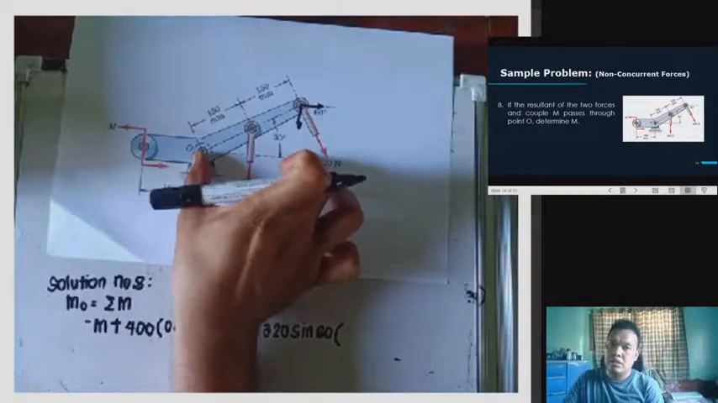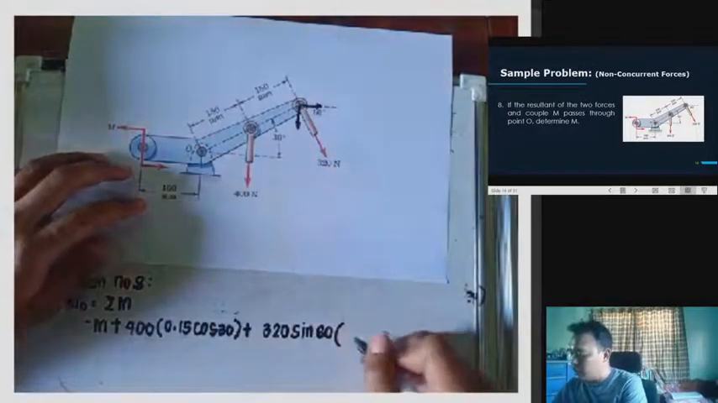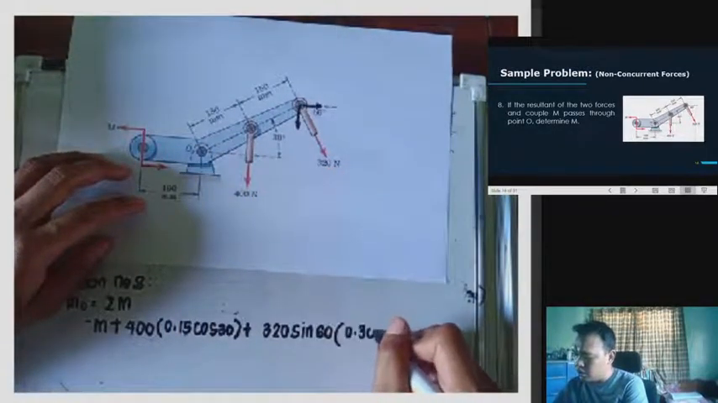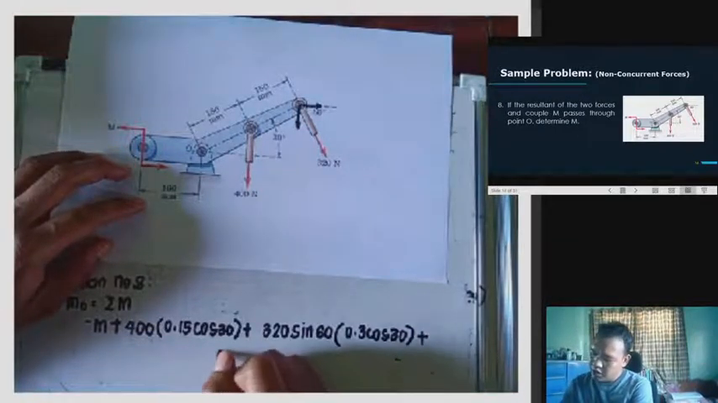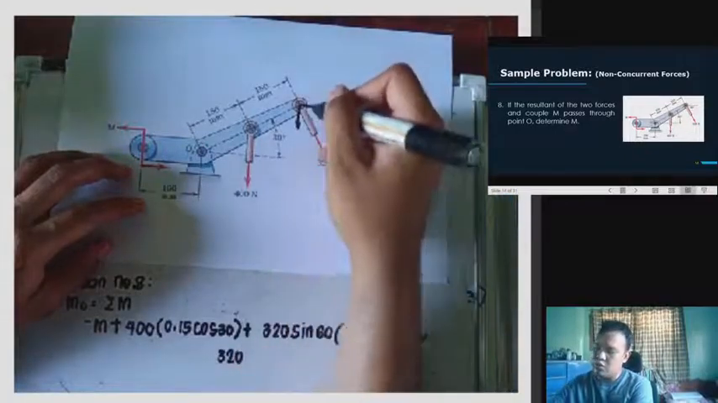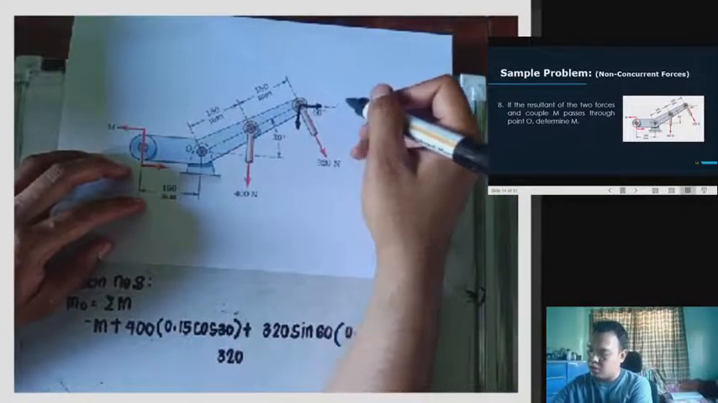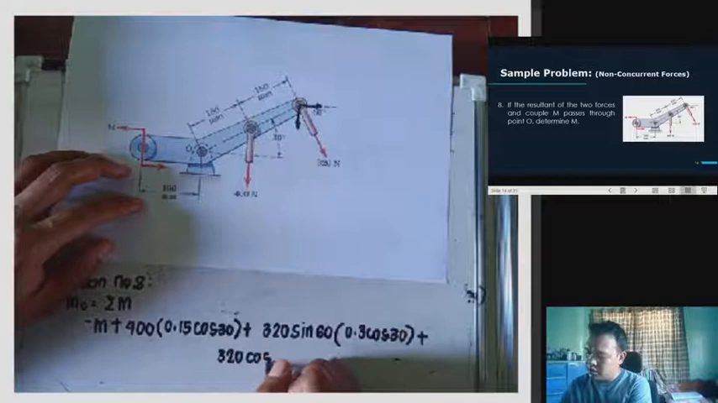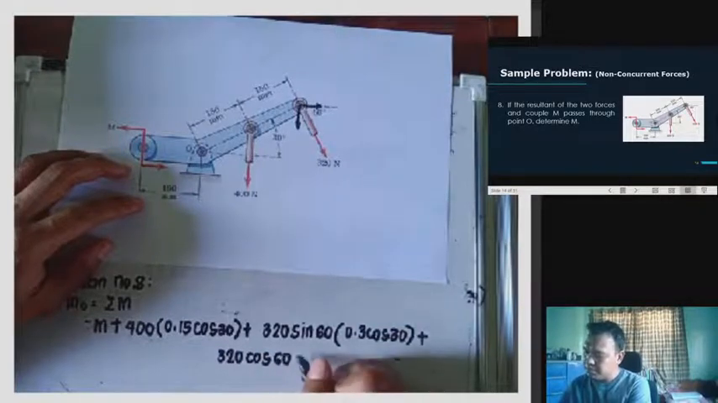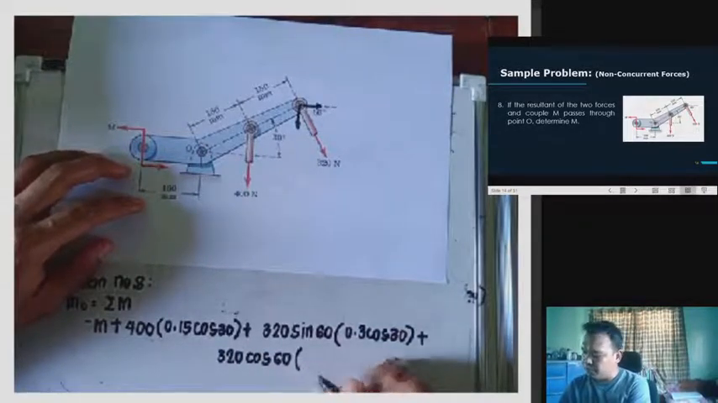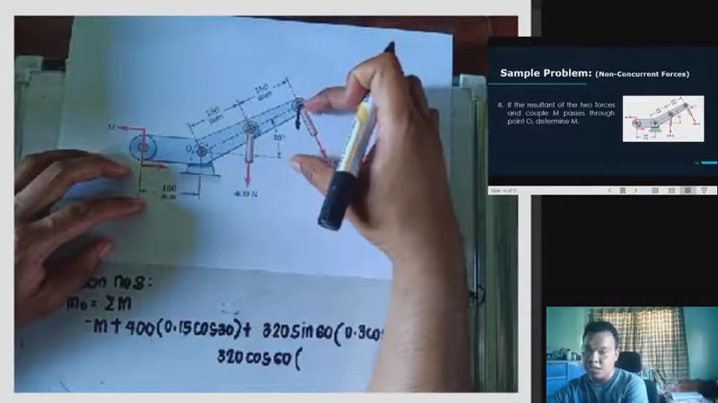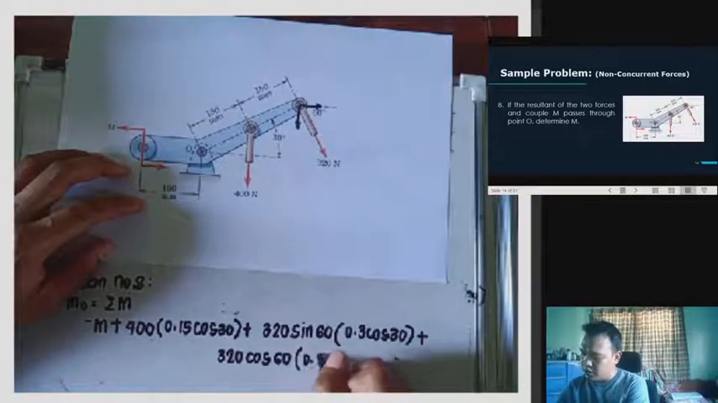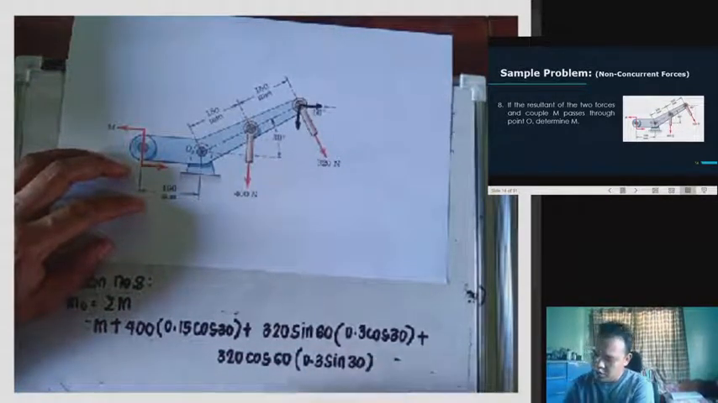So, cosine tayo. So, we have here 0.3 cosine 30 plus 320 ulit. Itong component na to, cosine 60 times perpendicular distance. Yung perpendicular distance niya ito. So, to get this, sine tayo. So, we have here 0.3 sine 30. So, ito na yung value ni M.